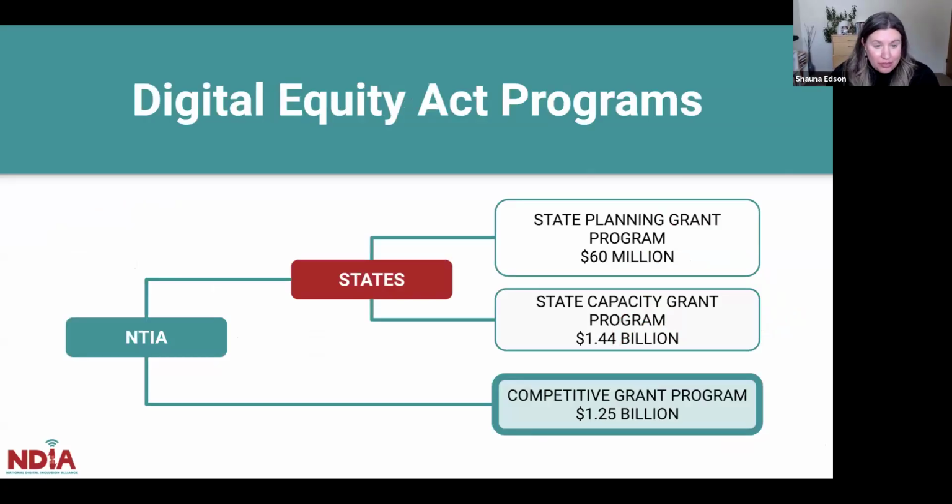So the last bucket of funding in the DEA is the competitive grant program. So like I said, the application window closed already in September, but I want to cover this program because you'll likely see new programs coming up, possibly in your areas, over the next several years that received funding through this program. Next slide.